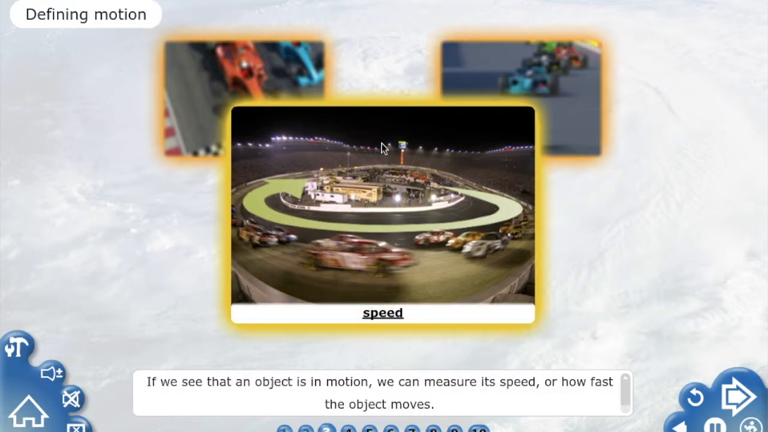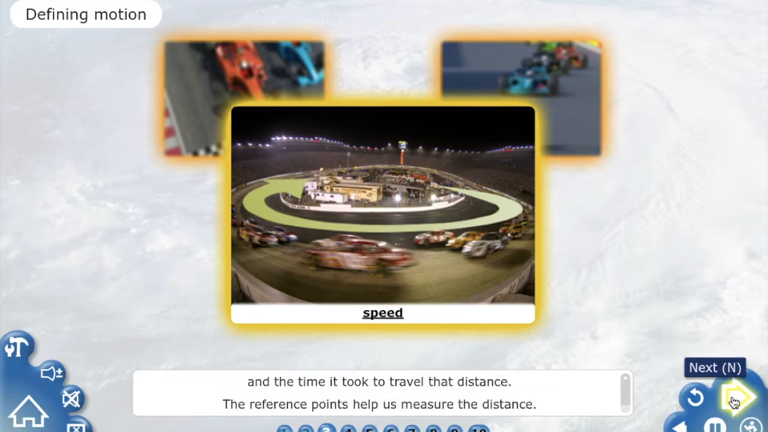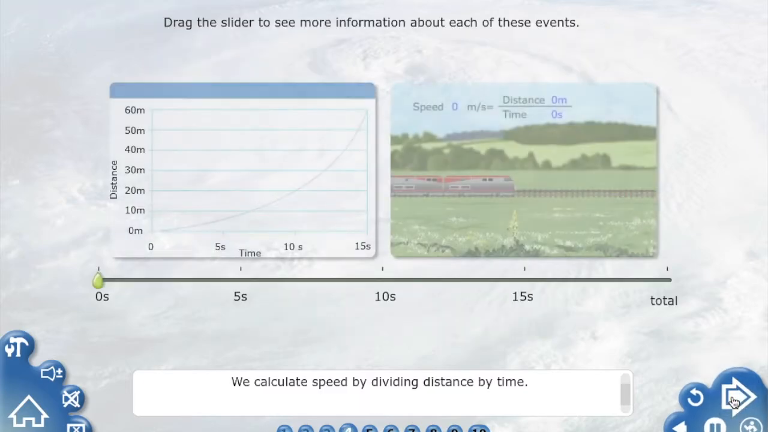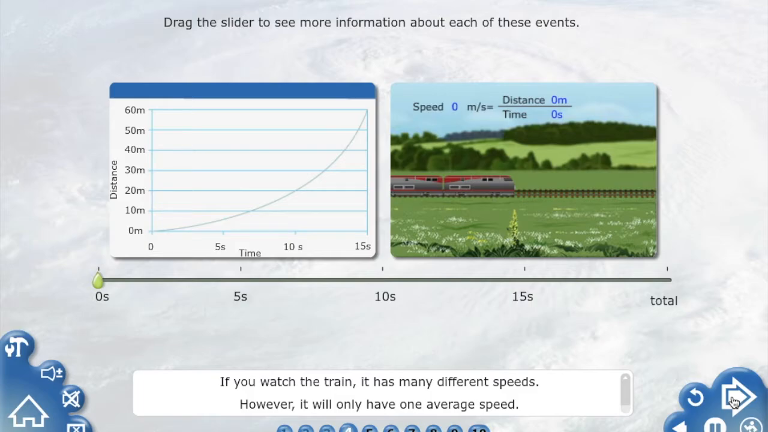If we see that an object is in motion, we can measure its speed, or how fast the object moves. To know an object's speed, we must first know the distance it has traveled and the time it took to travel that distance. The reference points help us measure the distance. We calculate speed by dividing distance by time. If you watch the train, it has many different speeds. However, it will only have one average speed.